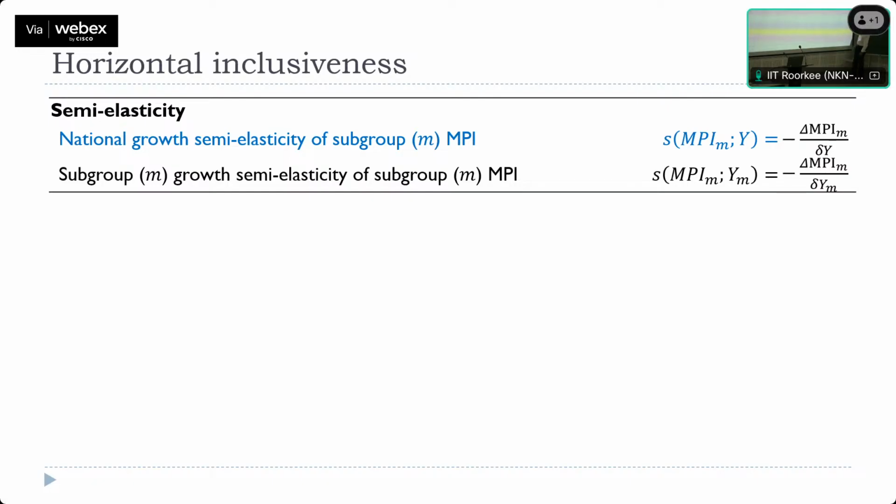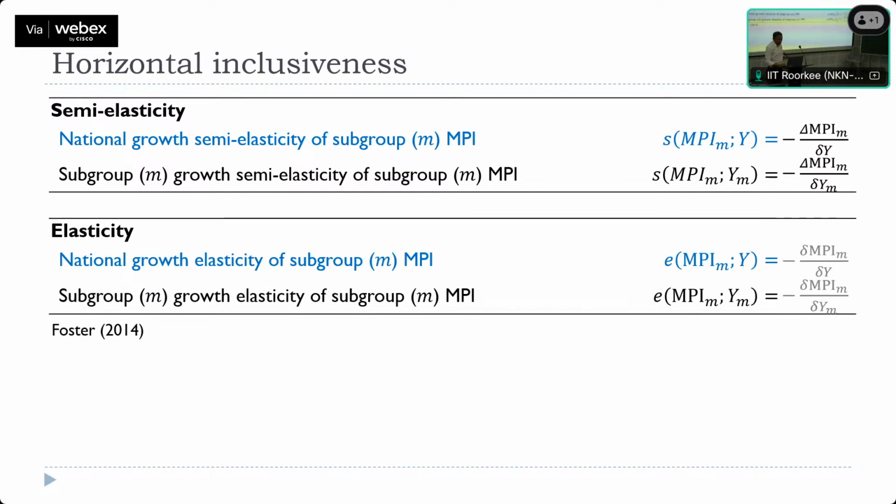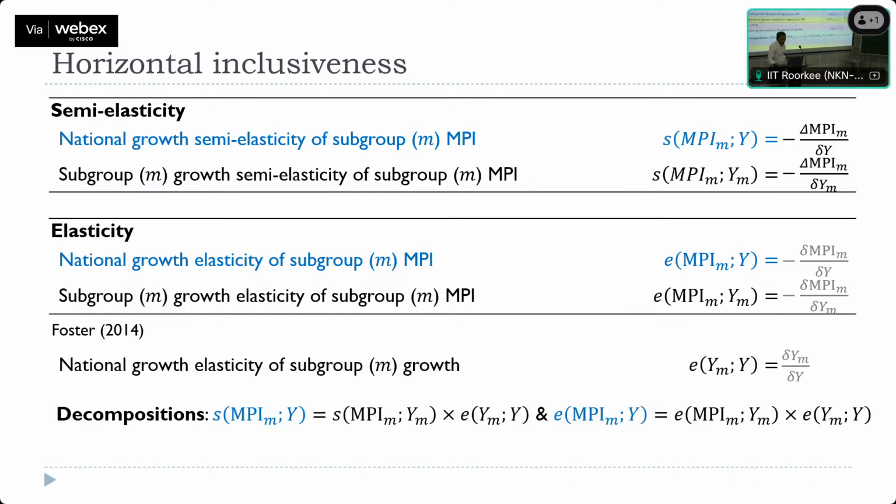So we have two terms. One is semi-elasticity in terms of how much growth is translated to state MPI, and you have state GDP or HCR also translating to state MPI. Let's see what we get. We have both semi-elasticity and elasticity. So this is going to be our change. We want to understand how much of the national growth has translated to state MPI reduction.